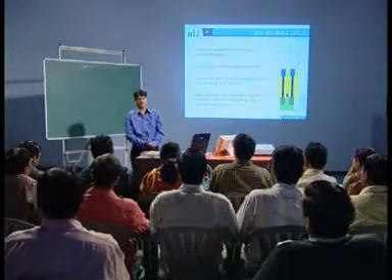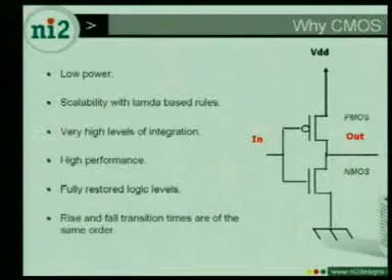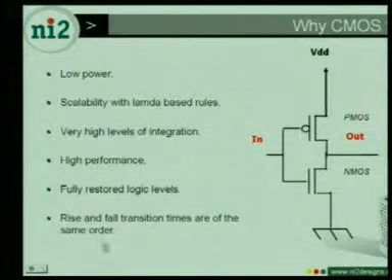Do you have any idea why we are considering this CMOS technology? Right now we are in the nanometer era, currently working in 45 nanometer technology. So what do you think is the reason behind CMOS? To high packing density as well as low power consumption. Yeah, these are some of the reasons: low power, scalability is possible, a very high level of integration, high performance, fully restored logic, and the best thing is that rise and fall time transitions are almost equal. We can go for that also.